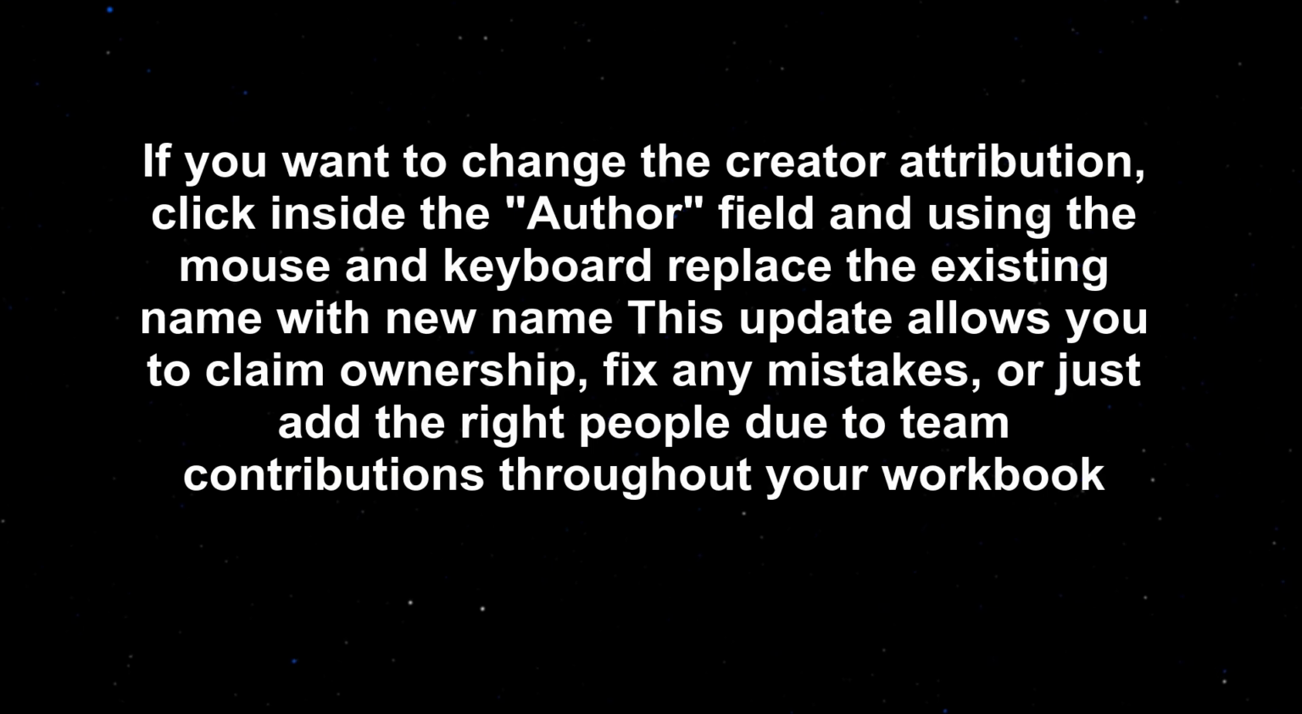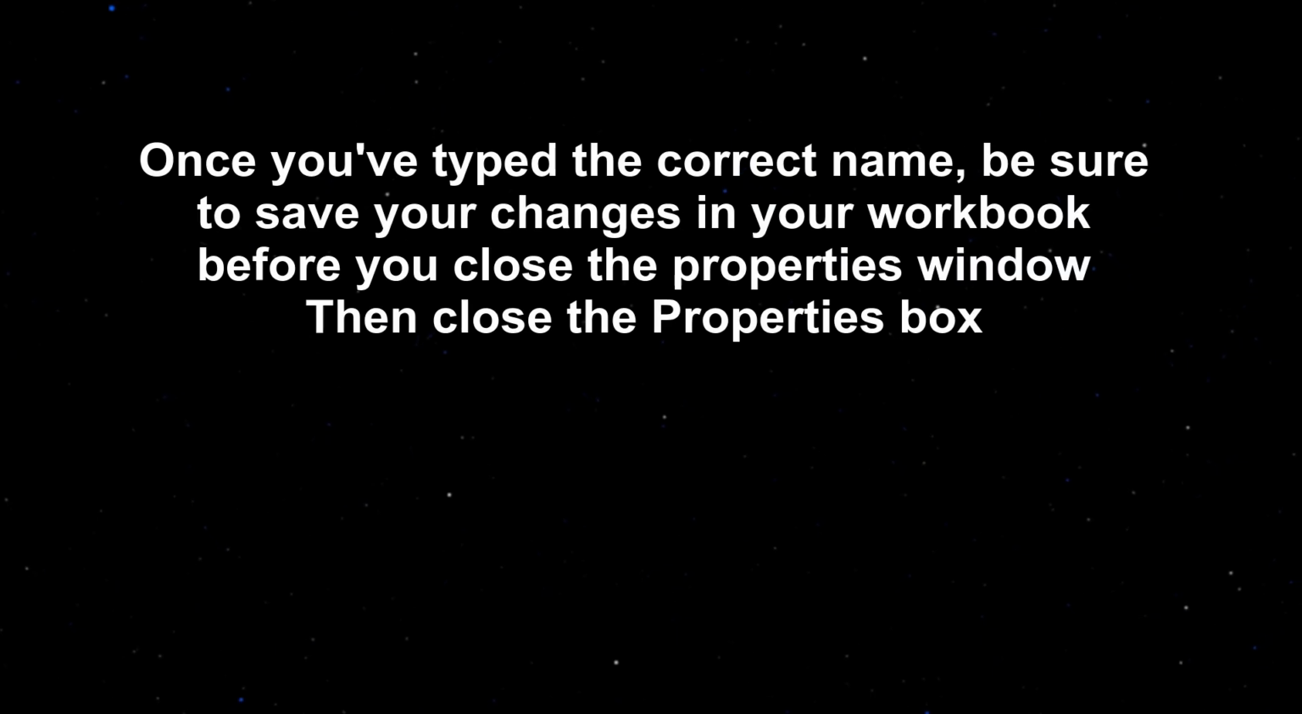If you want to change the creator attribution, click inside the author field and, using the mouse and keyboard, replace the existing name with the new name. This update allows you to claim ownership, fix any mistakes, or just add the right people due to team contributions throughout your workbook. Once you've typed the correct name, be sure to save your changes in your workbook before you close the Properties window, then close the Properties box.